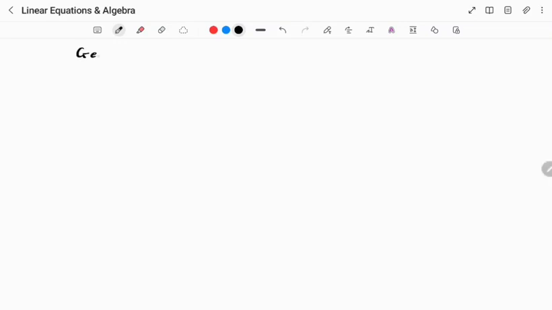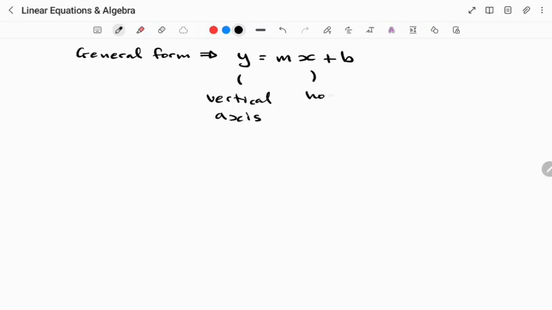The general form of a linear equation is y is equal to mx plus b. Variables are represented in the form of letters in math. Why? Because they're not a fixed number. They could be any number. So because we do not have a fixed number, we represent them as letters. Y and x are variables. This is the vertical axis of your graph, and this is your horizontal axis.